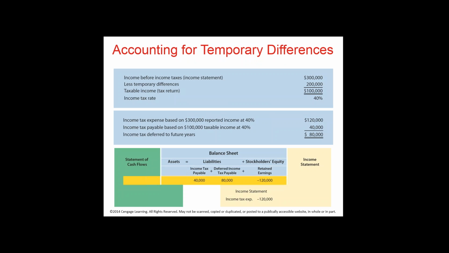According to our books, our profit is $300,000. According to our tax return, our taxable income is only $100,000. Now, if we calculated our tax expense based on the $300,000 showing in our books, we would owe $120,000.